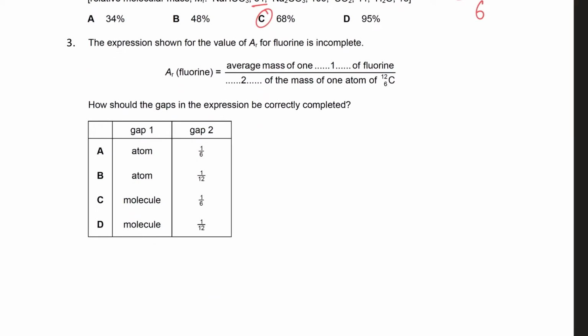Alright, the expression shown for the value of AR for fluorine is incomplete. Now remember that the definition of AR is that it is the average mass of one atom of whatever element you're talking about compared with the mass of one atom of carbon 12. And 1/12 of that carbon 12 will be a unit. So it's basically compared with 1/12 of the mass of one atom of carbon 12. So using that idea, we can take B to be our answer.